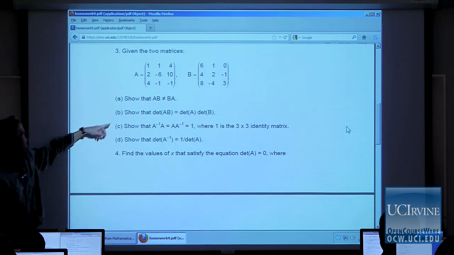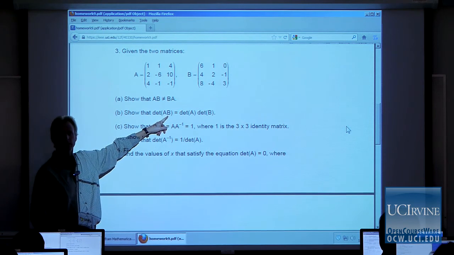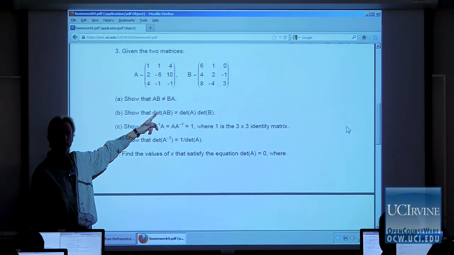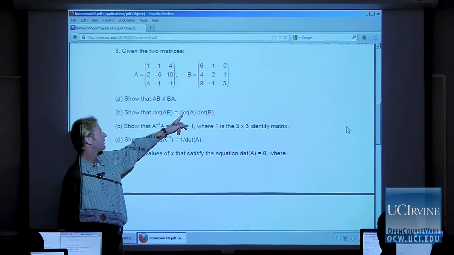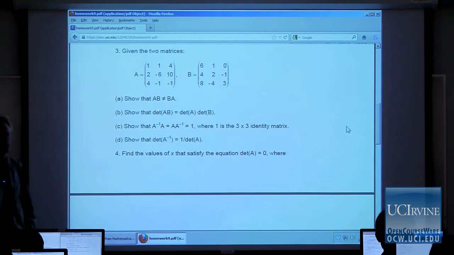Okay, here's an interesting one. If you take the product of A times B and take its determinant, that is actually equal to the determinant of A times the determinant of B. Does that ring a bell from people who took linear algebra?